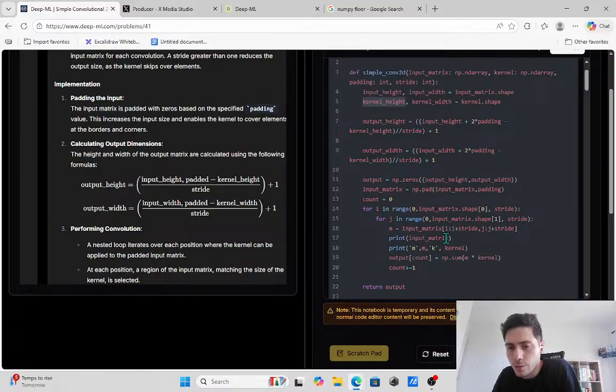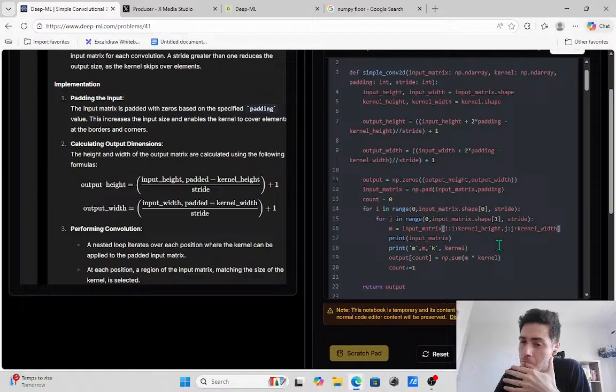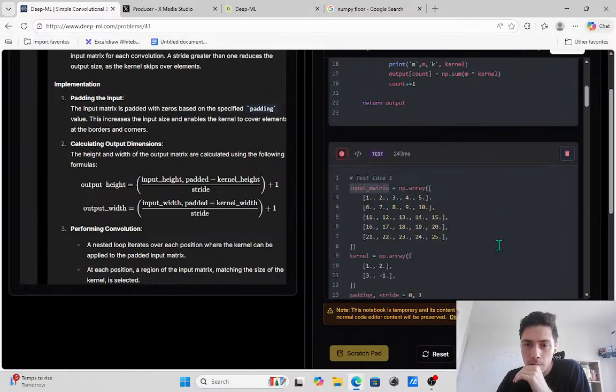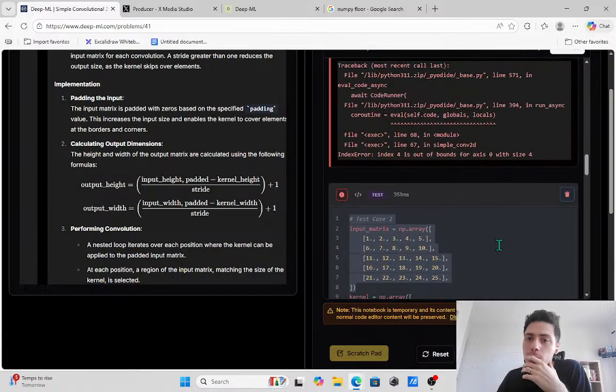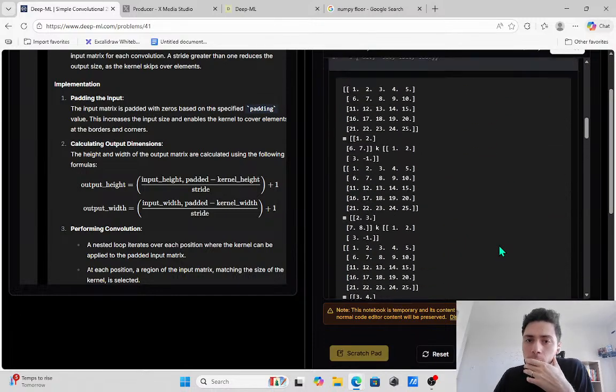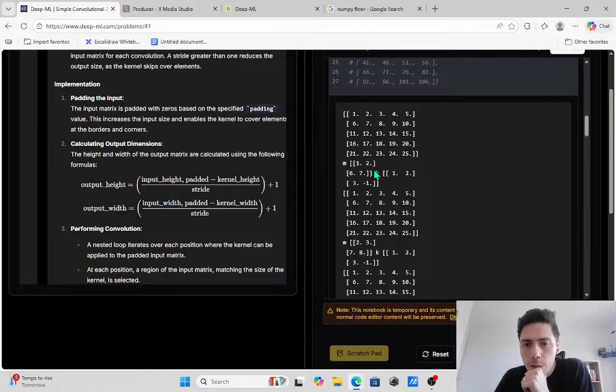So we want from 0 till kernel height, kernel width, but we want those going by, okay. Might have been the issue. Okay, I get that input.